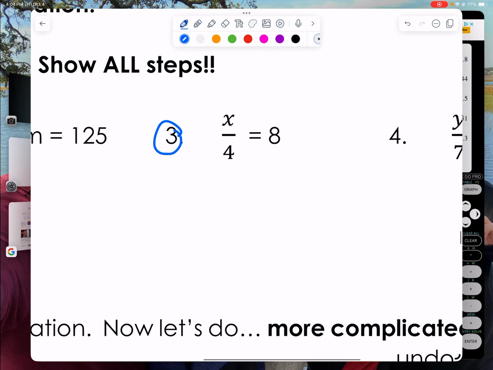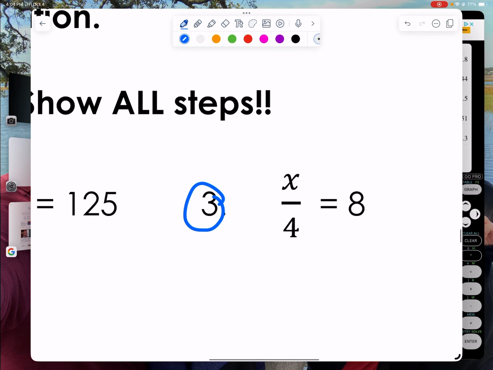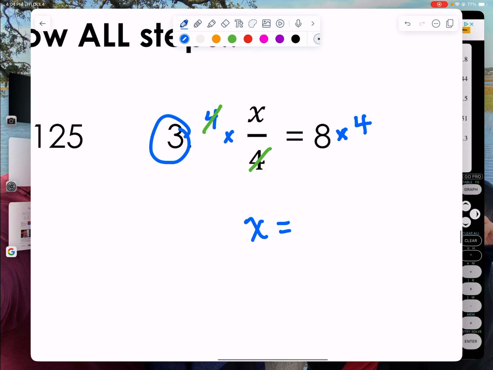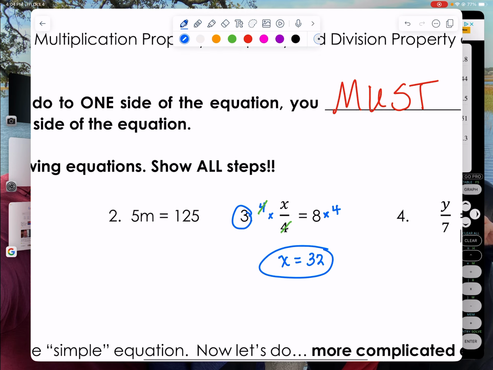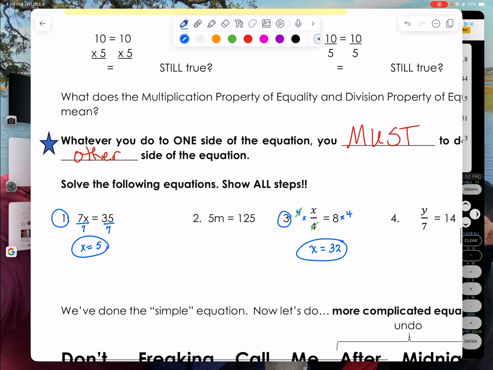I'm going to skip number 2. Look at number 3. Number 3 says x divided by 4 equals 8. So the opposite of division is multiplication. I'm going to multiply both sides by 4. Now I'm multiplying it by 4 on the left because I want those 4's to cancel out, and I just get an x. But whatever you do to the left, you got to do to the right. So you wind up having 8 times 4. That's going to give you 32. So x is going to be 32. So sometimes you multiply and sometimes you divide. Usually you divide most of the time.